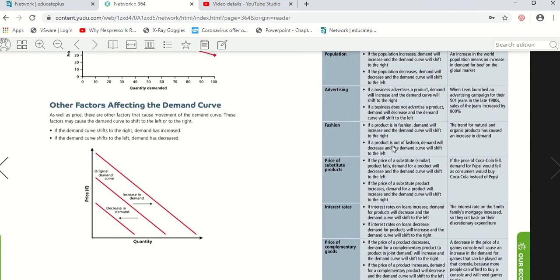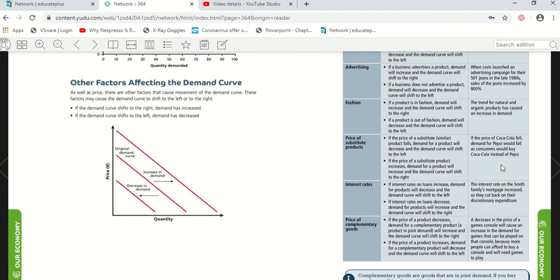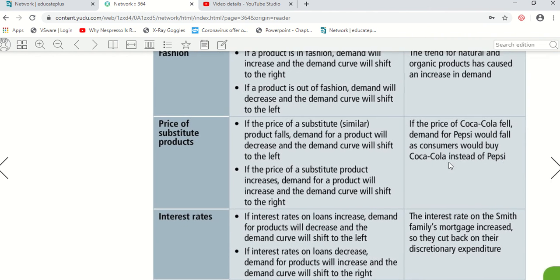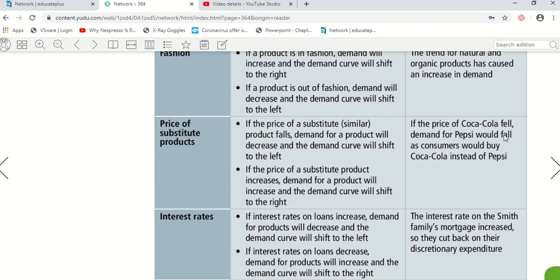The price of substitute products. If there are other products in the market that would substitute for it, if they're similar or cheaper, that will reduce the demand for the current product. So if you hear this example, if the price of Coca-Cola fell, demand for Pepsi would fall as consumers would buy Coca-Cola instead of Pepsi, because Coca-Cola is cheaper.